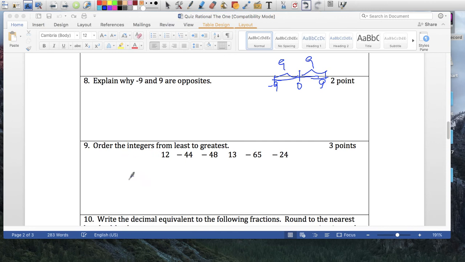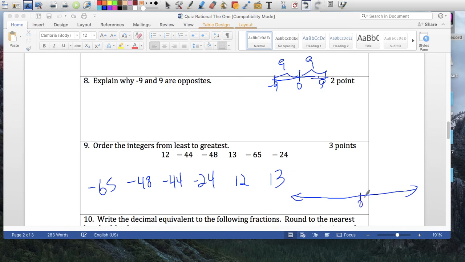Least to greatest? Well, the smallest one is, again, negative 65, negative 48, negative 44, negative 24, 12, and 13. This one, most of you had no problems doing it. And if you did have problems, you can create a number line.